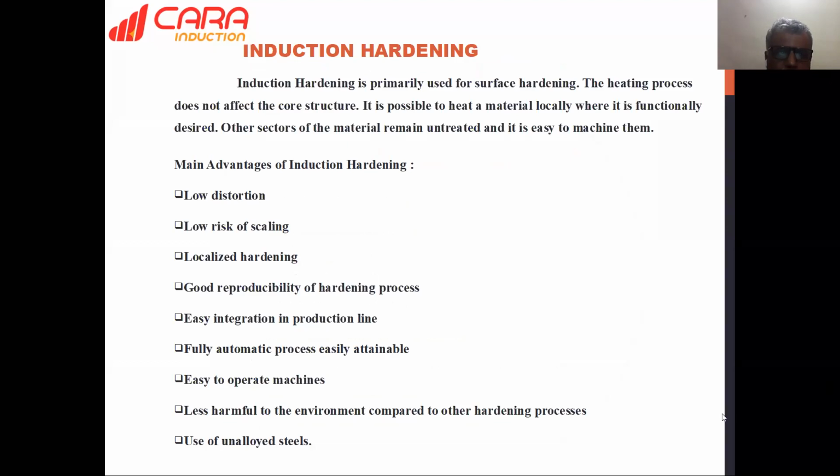Now we are coming to induction hardening. Mainly the benefit of induction hardening is a hard case and tough core. The main advantages are low distortion, low risk of scaling, and localized hardening, where whatever portion we want to harden, we can harden very easily. Also good repeatability in the hardening process, easy integration in the production line, and fully automatic and easy to operate. So these are the main advantages of induction hardening, and this is a very popular process.